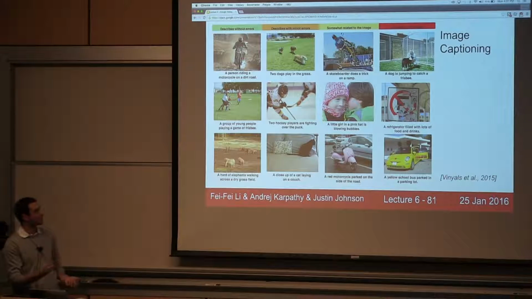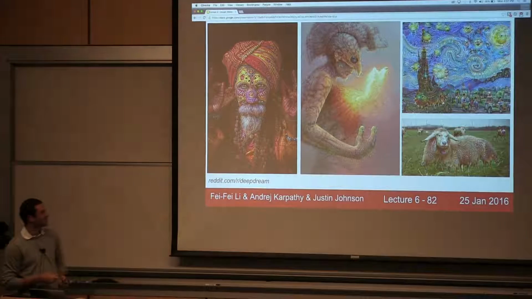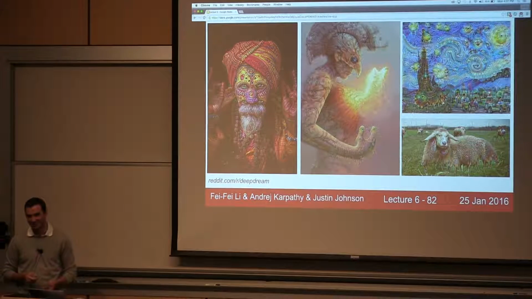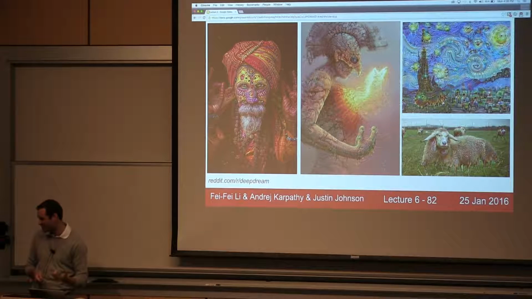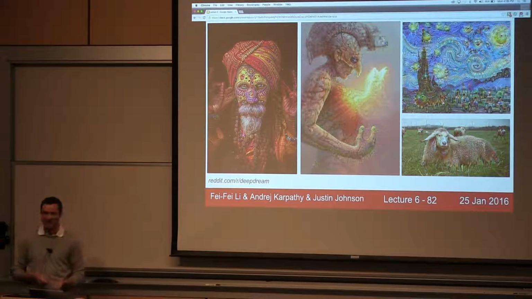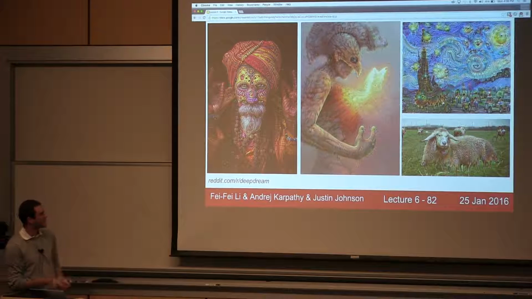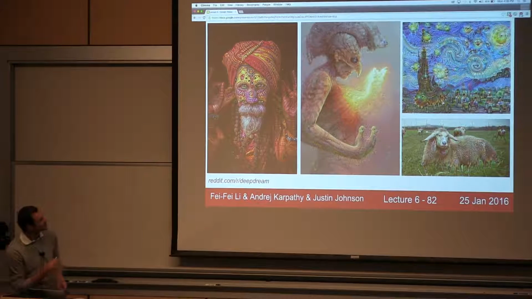They can also do image captioning. You might have seen some of these results, my work included as well, where you take images and caption them with sentences instead of just a single category. And they can also be used for various artistic endeavors. This is something called Deep Dream, and we're going to go into how this works. You'll actually implement it, I think, on your third assignment, maybe? Hopefully. We'll see. You give it an image, and using a ConvNet, you can make it do weird stuff.